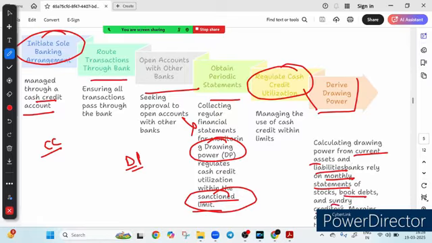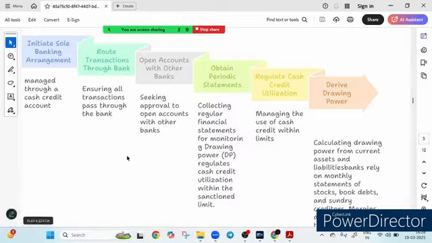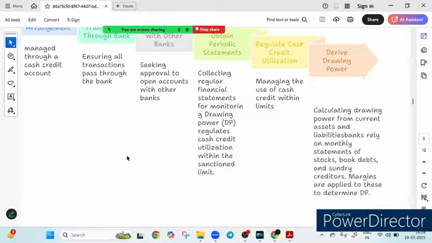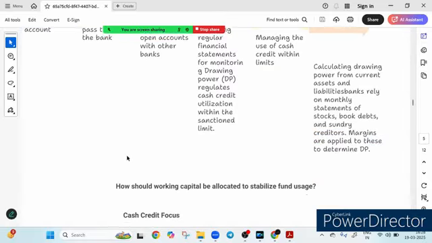So applying margin to figure out your drawing power. On all these things, your monthly statement, book debt, sundry creditor, some margin is applied, and then drawing power is derived. So at the end of this video, I will tell you a numerical based calculation based on the drawing power. So stay tuned till the end, and I will explain how to solve questions based on drawing power. This is most frequently asked in numerical type.